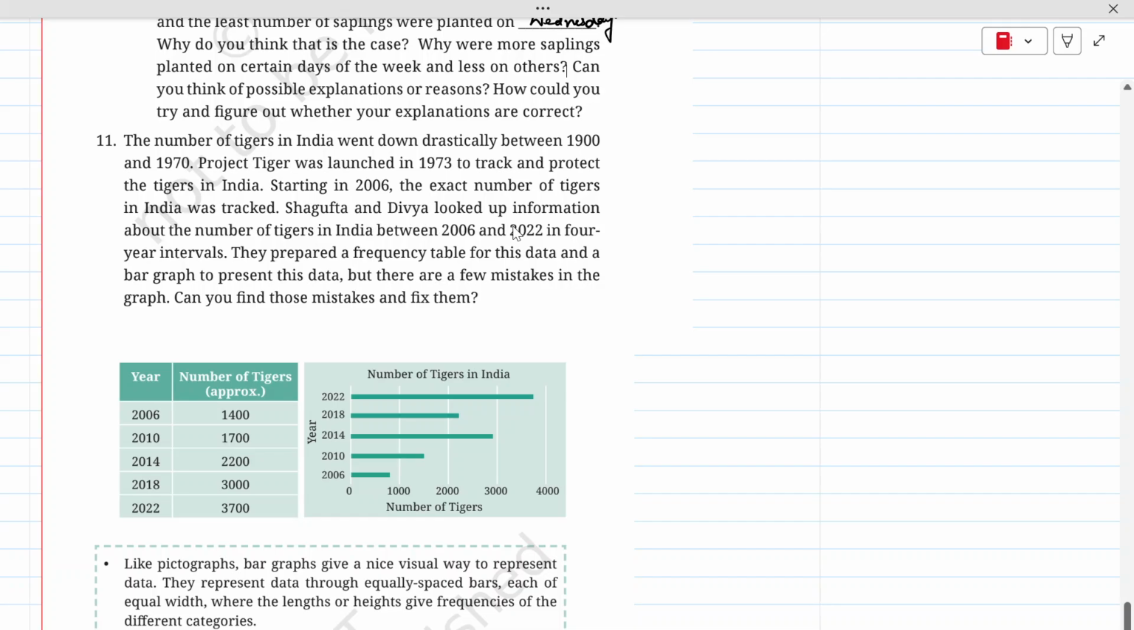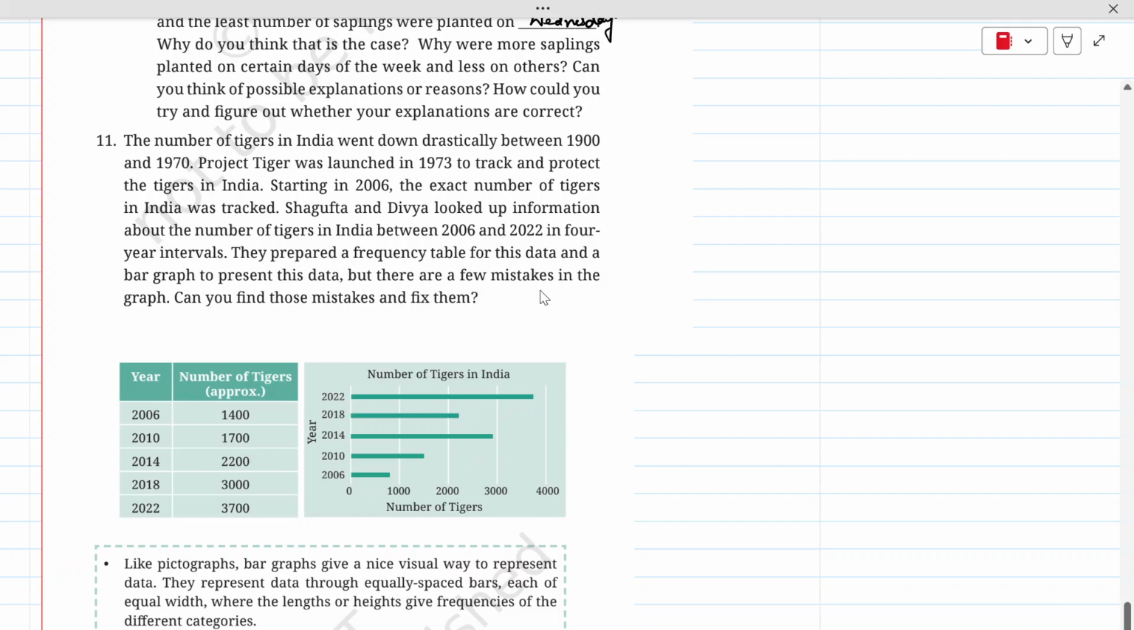Shagufta and Divya looked up information about the tigers in India between 2006 and 2020 in 4-year intervals. So after every 4 years, they are looking into the number of tigers starting from the year 2006 till the year 2022. Okay. Next, they prepared a frequency table. This is our frequency table and a bar graph also to present this data.